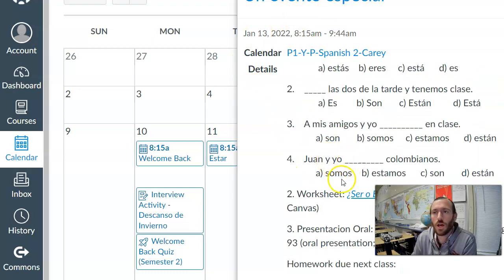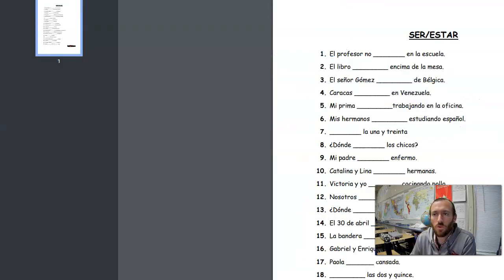Then we're going to do an exercise, a worksheet, ser or estar, and that can be found here. You're going to do this with a partner, and just like the warm-up, fill in the blank with the correct form of ser or estar, but I also want you to indicate the circumstance that calls for ser or estar.